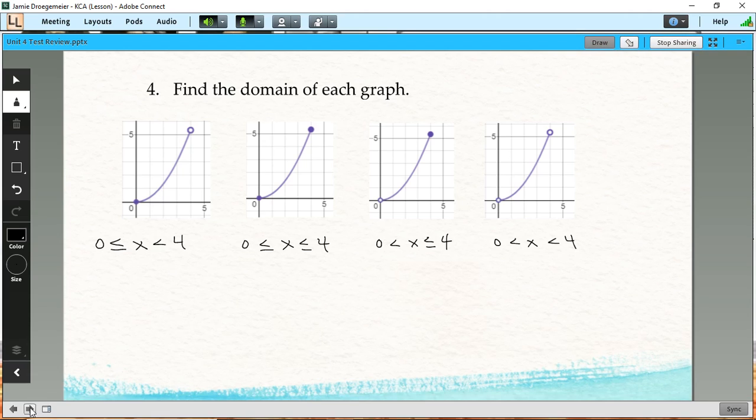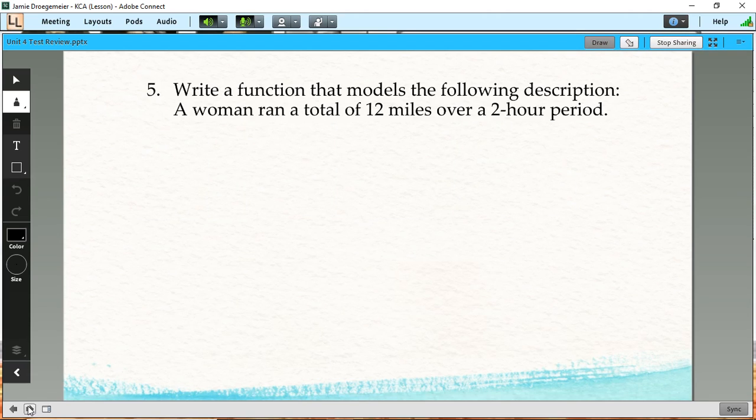All right, moving on then to number 5. Here we want to write a function that models this description. So it says a woman ran a total of 12 miles over a 2-hour period. And so all they're asking us to do here is recognize what's our input, what's our output. Well, the 2 hours would be our input. The 12 miles would be our output. So for our function, when our input is 2, f of 2 is going to equal 12. So that's what we're looking for in that one, just identifying what that would look like.